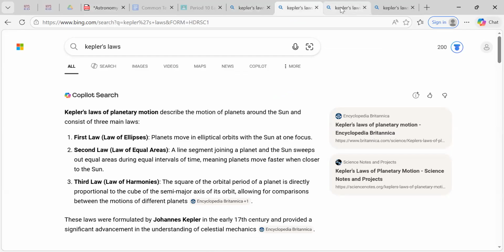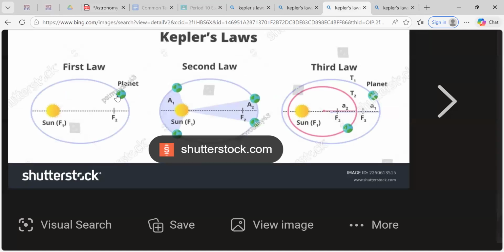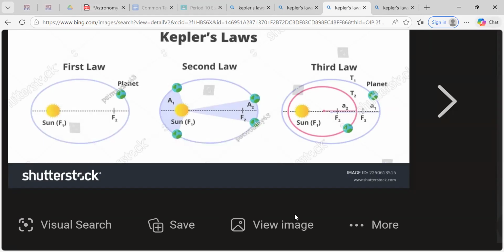So that lets us know, number one, that the planets don't orbit the sun in a perfect circle. That means that its distance as a planet goes around the sun is going to change. There's going to be points where the planet will be closest to the sun. There'll be points where the planet will be farthest from the sun, right?